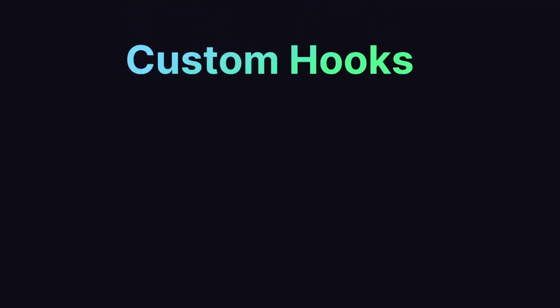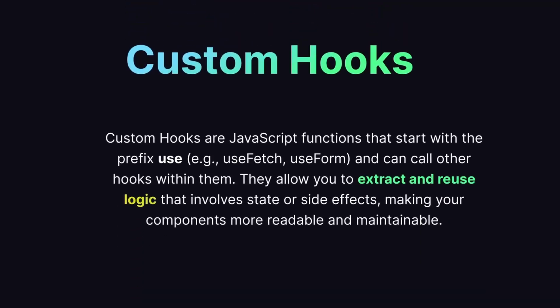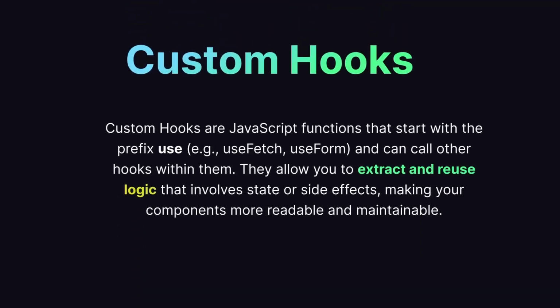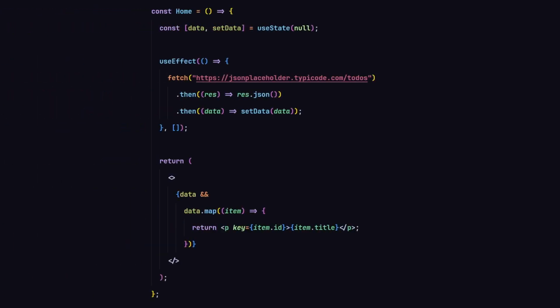Now let's talk about custom hooks. Custom hooks are JavaScript functions that start with the prefix use, for example useFetch, useForm, and so on, and can call other hooks within them. They allow you to extract and reuse logic that involves state or side effects, making your components more readable and maintainable.